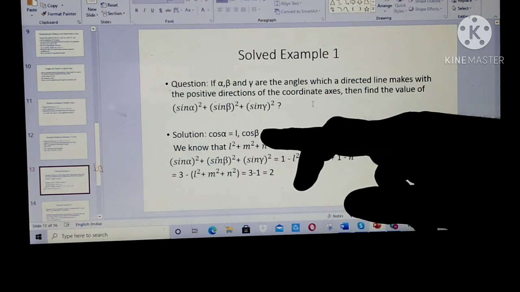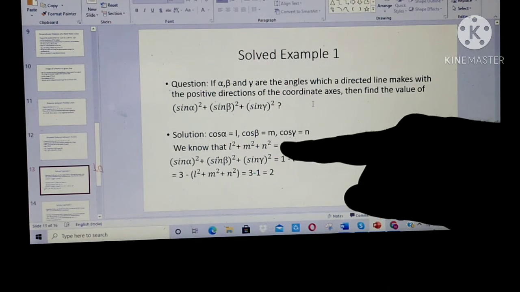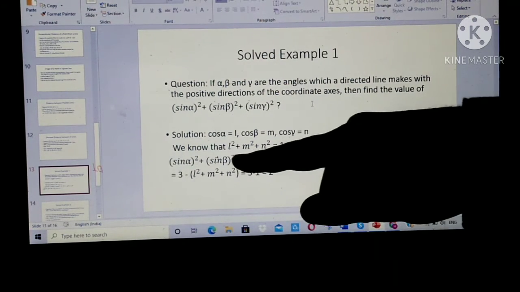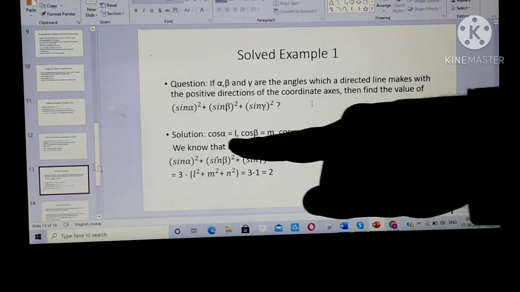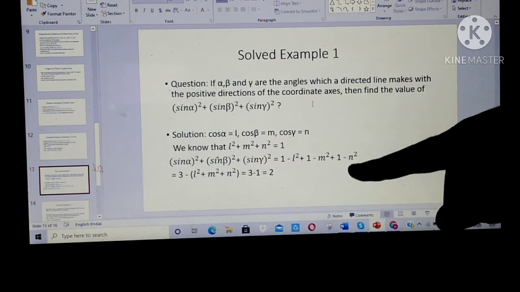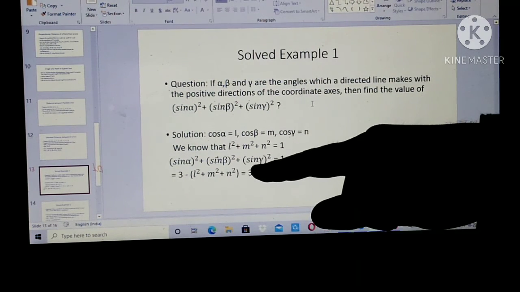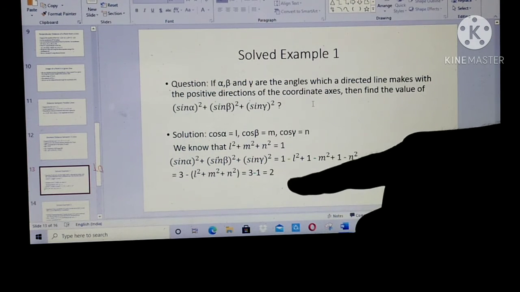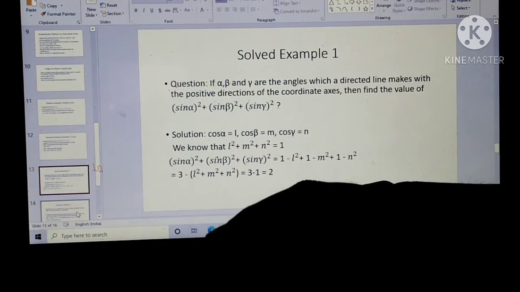So cos alpha is L, cos beta is m and cos gamma is n. So we know that L square plus m square plus n square equals 1. Right, so sine square alpha plus sine square beta plus sine square gamma can be written as: sine square alpha can be written as 1 minus cos square alpha, so 1 minus L square, then 1 minus m square, then 1 minus n square. So this becomes 3 minus, in brackets, L square plus m square plus n square. So this is 3 minus 1, which is 2. Okay, so this was the first example.